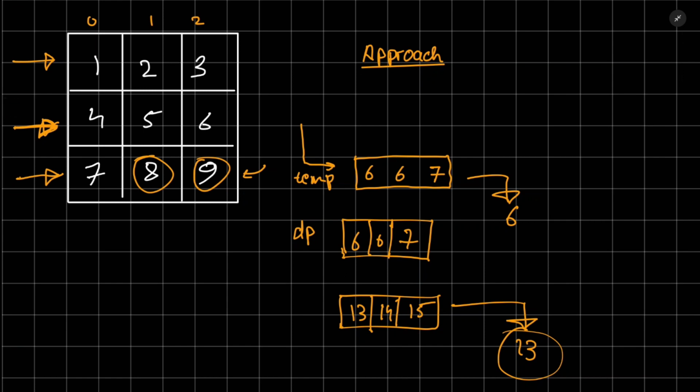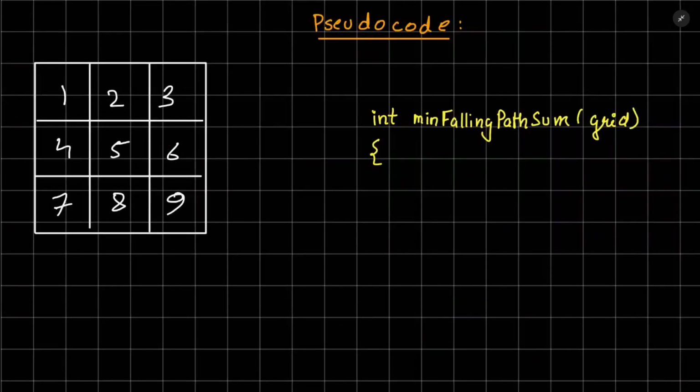Now let's see the pseudocode of this problem. We have this function minimum falling path sum. It has a grid. Grid is nothing but this matrix that we are given. So we'll first make the dp array. It will have the size as the number of columns in grid, so grid of 0 dot size. We'll declare this dp array as this.